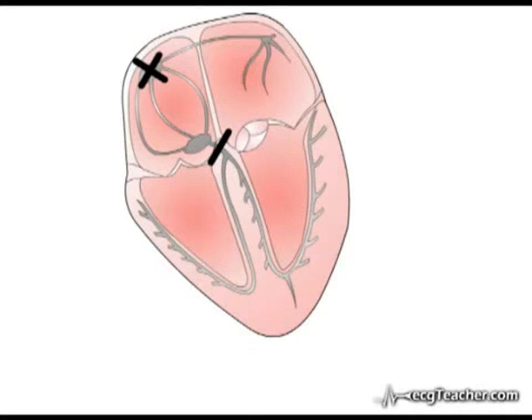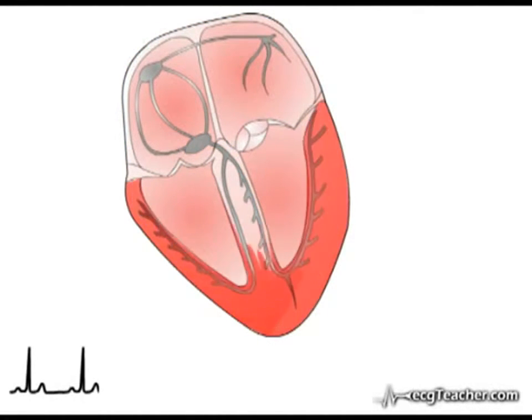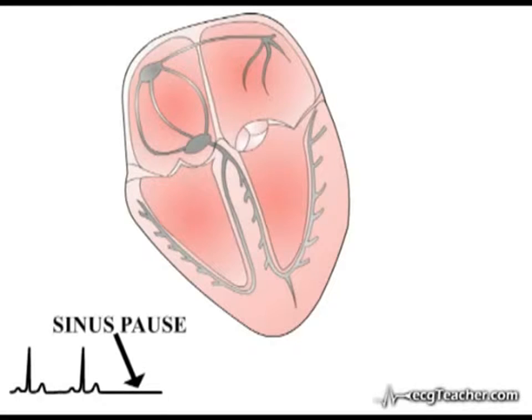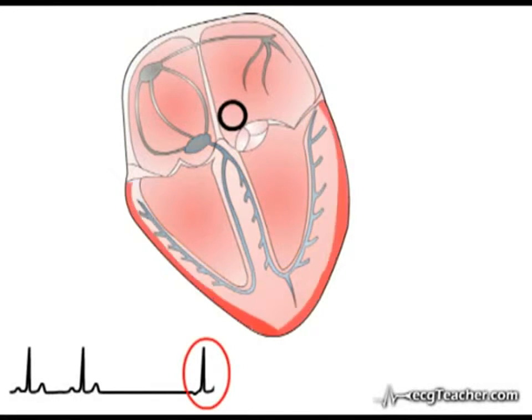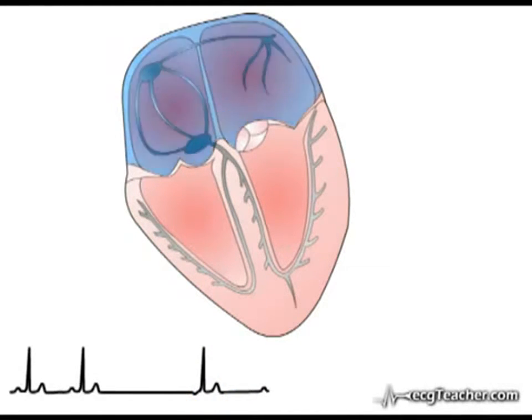In these scenarios, the next most rapidly discharging region of the heart, capable of depolarizing the ventricles, will take over as the cardiac pacemaker. In the example shown here, a prolonged period without an SA node discharge, this is termed a sinus pause, has ended with a discharge of depolarizing current from a region of the atrium. This is an atrial escape beat. Following the escape beat, the sinus node has recovered and is again driving the heart rate.